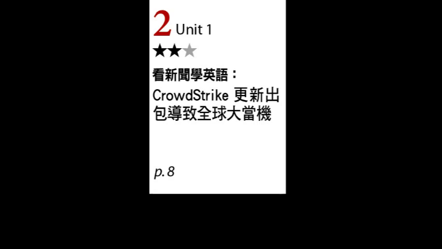CrowdStrike's report on the problem revealed that a bug in its testing system allowed the faulty update to be released. Although the update was rolled back within 90 minutes, the damage was significant. The banking and healthcare sectors were hit particularly hard, with estimated losses of $1.15 billion and $1.94 billion, respectively. Meanwhile, airlines such as Delta and American faced major disruptions as thousands of flights were canceled.